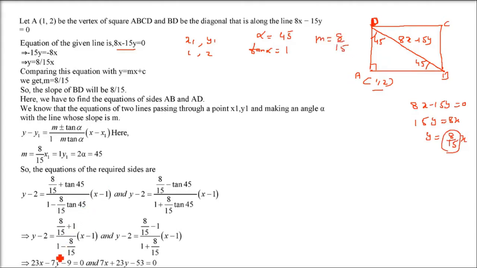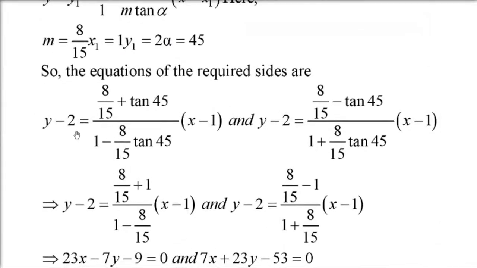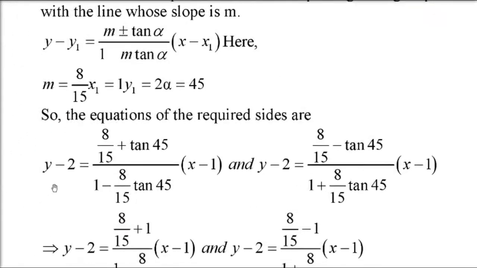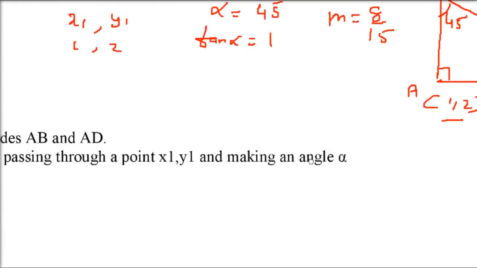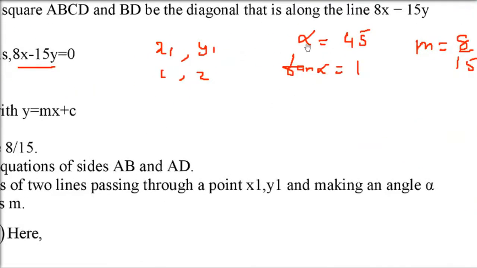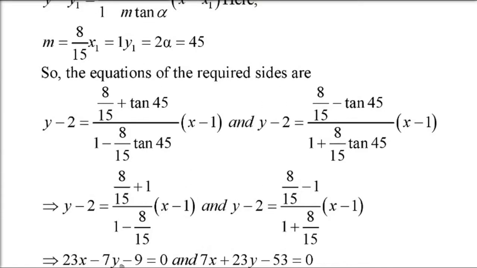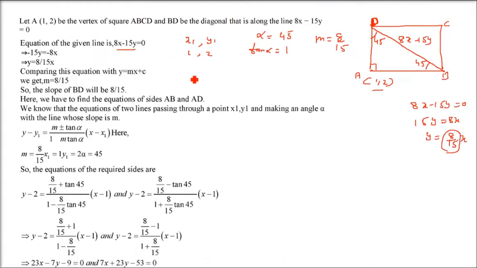So let us put this in the formula, and we know the formula by now. The formula is y minus y1, where y1 is 2 and x1 is 1, m is 8 by 15, and tan alpha is 1. So put 1. One time you take plus, minus in the numerator, denominator, and then you take minus, plus. Everything is known to us. Just solve it. These two equations will come.